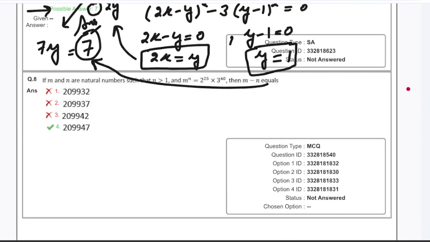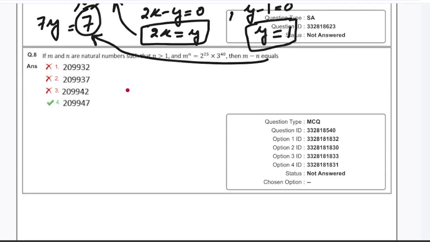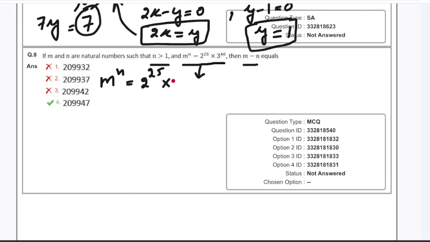Question number 8. It says, if m and n are natural numbers such that n is greater than 1, and m raised to power n is 2 raised to power 25 into 3 raised to power 40, then m minus n equals to. We have to find out the value of m and n. Let's first of all solve this. They say m raised to power n is equal to 2 raised to power 25 into 3 raised to power 40. So how can I write it?